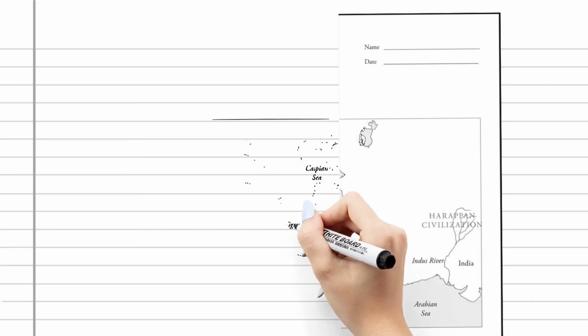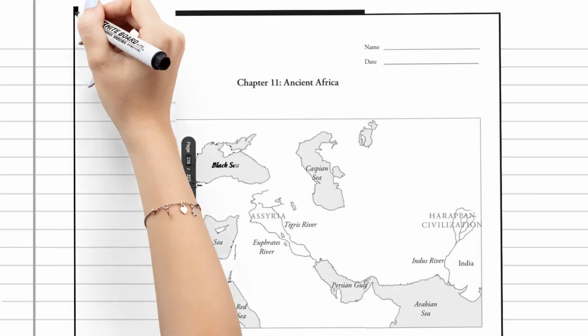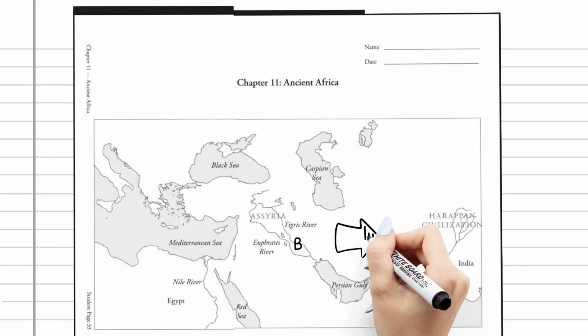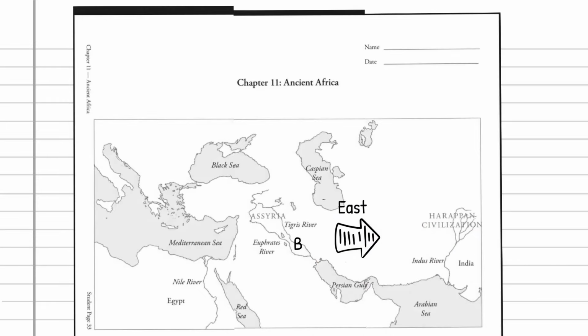First, find the area between the Tigris and Euphrates rivers. We are going to put a B in the area of Babylonia. From Babylonia, we're going to head east and stop when we reach India.